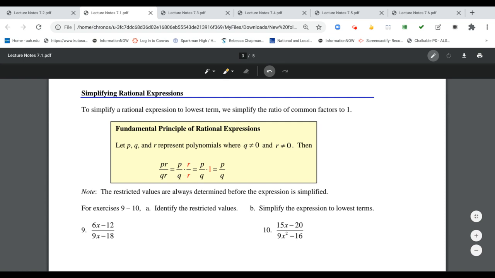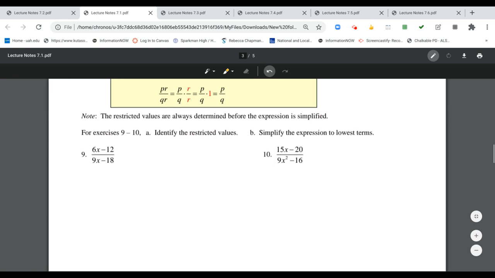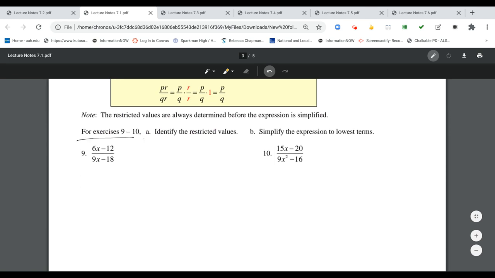All right, so now we're going to get into simplifying expressions. So to simplify a rational expression to lowest terms, we simplify the ratio of common factors to 1. So basically, what we need to do is we're going to factor anything and everything that can factor, and then we're going to cancel common factors. Now, for 9 and 10, they want us to identify restricted values. So we're going to do that part first.